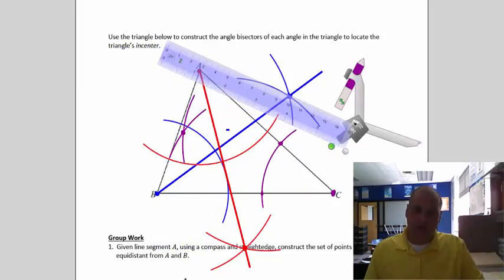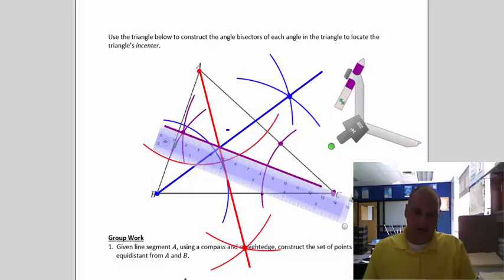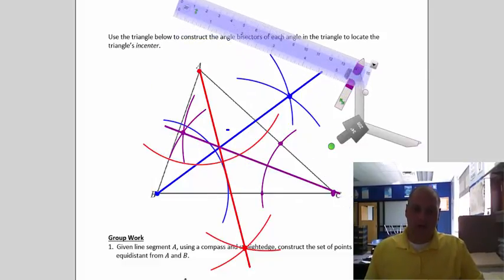Now you're going to have to do this in class tomorrow, so I hope you're paying close attention. Again, you're constructing three angle bisectors. There they are. And perfect. And look what happened. I got purple line, blue line, red line. They all intersect at this point right there. I'm going to make it green, and we're going to call that P.